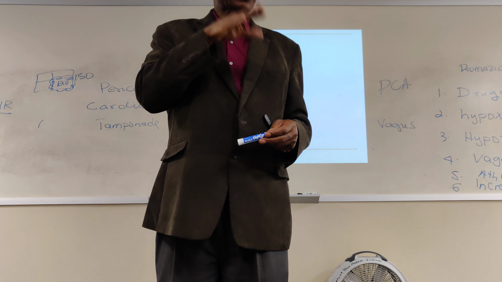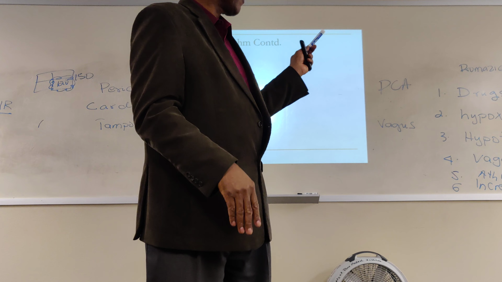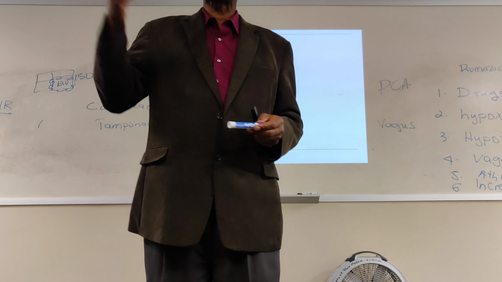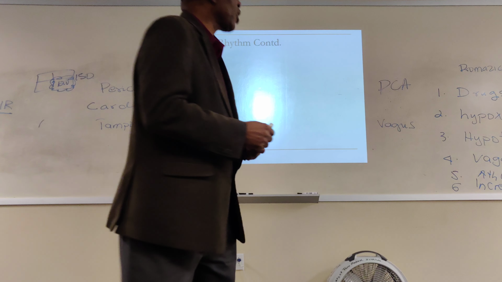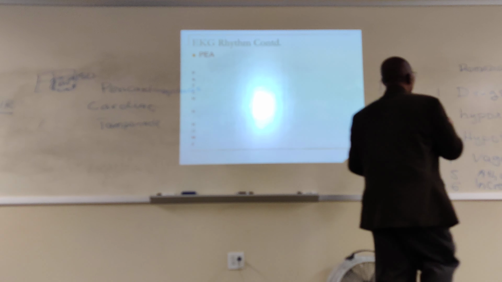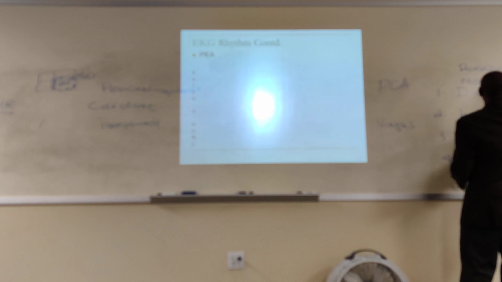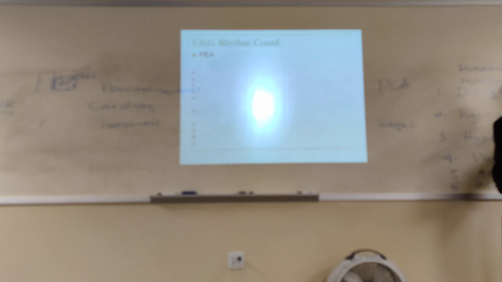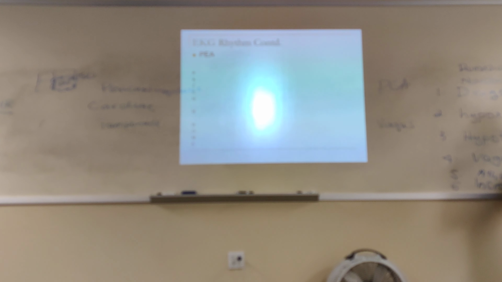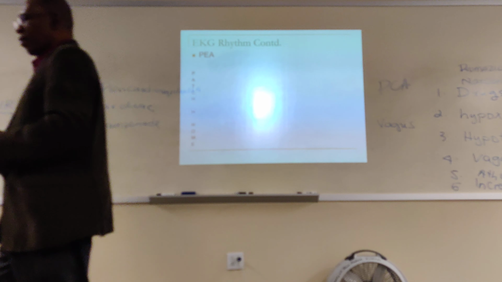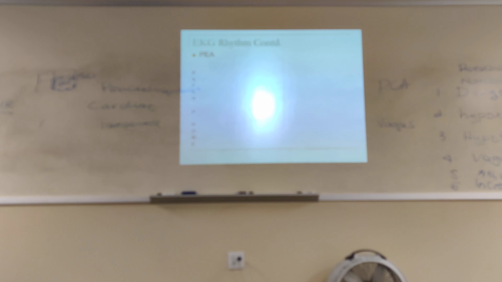So if a patient overdoses on Ativan, you give them bromazepam. But if a patient overdoses on a narcotic agent, you give them Narcan, or they call it naloxone. Okay? So that's what we're going to do here for O.